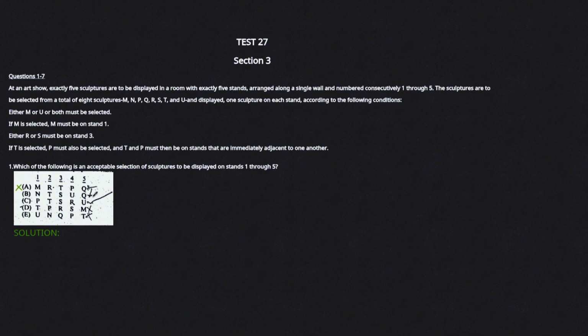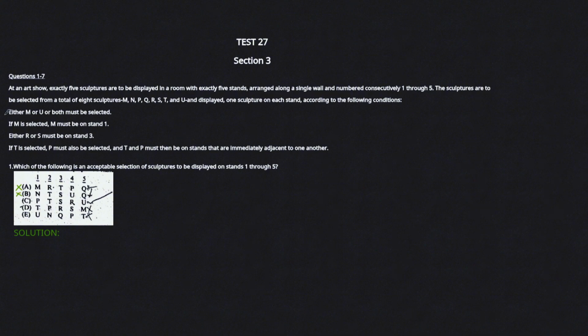NTSUQ. The first one checks out because U is here at number 4. We don't need the second because M is not selected. Either R or S must be on stand 3, which is yes, S is on stand 3. If T is selected, P must also be selected. We see that T is selected, but there is no sign of P. So this one is also not correct. Okay, let's go to number C.